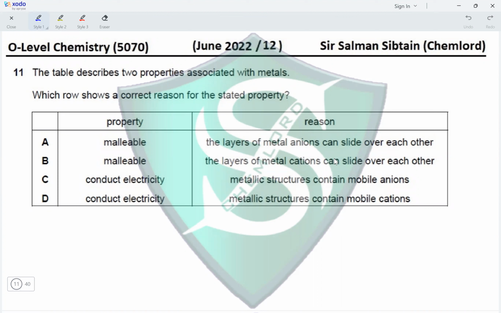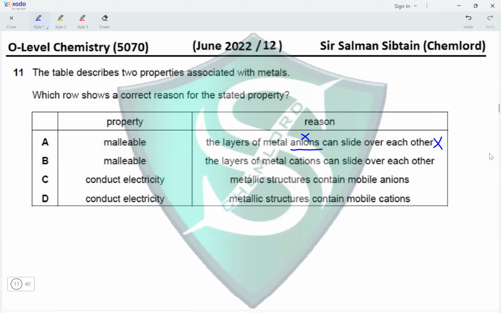Okay, so the property in option A is malleable, and it says that the reason for malleability here is the layers of metal anions can slide over each other. No, anions are not present in the metallic lattice, so this statement is definitely wrong. Option B, again malleable. And the reason is the layers of metal cations can slide over each other.